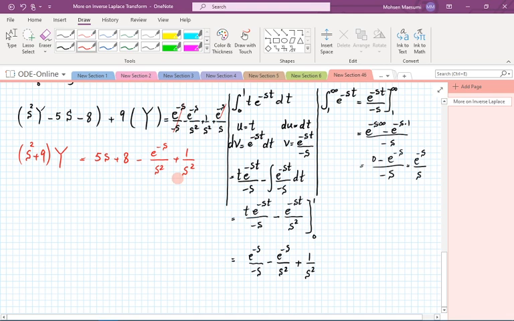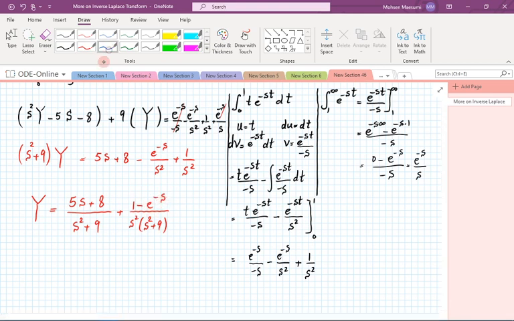Rather messy looking expression. So when I want to catch Y, I have to take this thing and divide by the coefficient of Y, so I'll have 5s plus 8 over s squared plus 9. From these two, perhaps I factor an s squared, they have a common denominator of s squared. I'm also dividing by s squared plus 9. On the numerator, I have 1 minus this, so that becomes our answer.